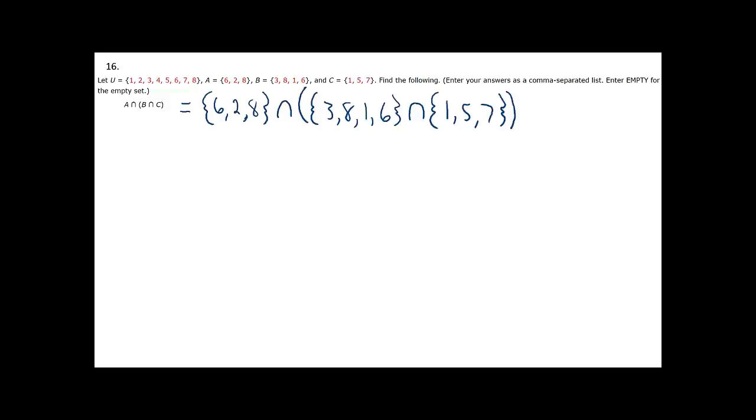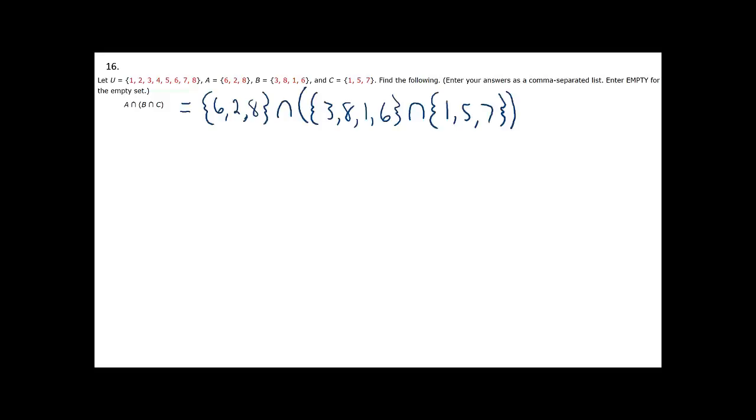Number 16. Let the universal set be the set containing the elements 1, 2, 3, 4, 5, 6, 7, and 8, and they give us some other sets. And this time they want us to find the set that represents A intersected with the intersection of B and C. In other words, there are parentheses around the B intersect C, so they want us to do that first. And once we get that result, then we intersect it with A.